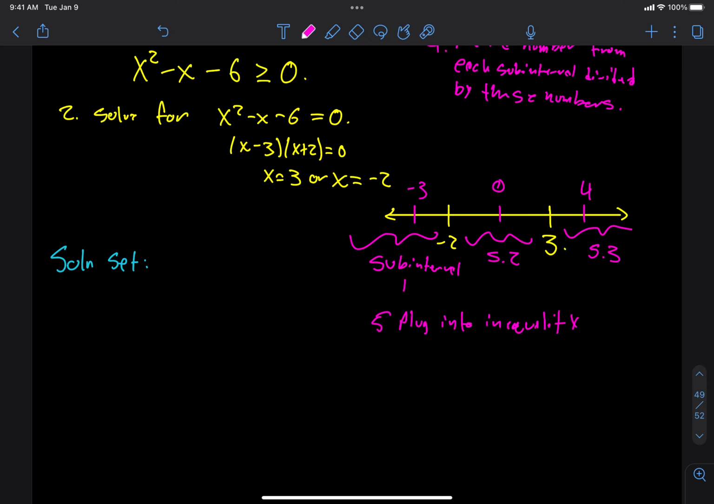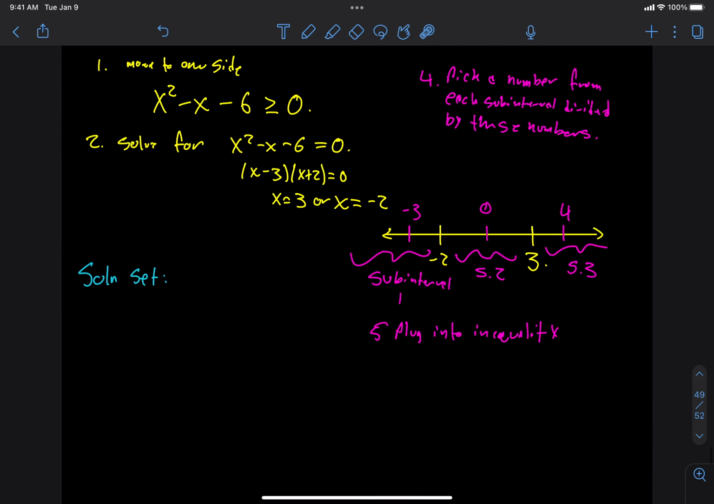So if I plug in -3 into this inequality here, then I get -3 squared is 9, minus -3, which is a +3, and then -6 is larger than or equal to 0. And my goal is to figure out whether this is true or not. Well, if I take 9 plus 3, that's 12, minus 6 is 6. Is 6 larger than or equal to 0? Yes, so this is true. So I know that in this subinterval, the inequality is true.